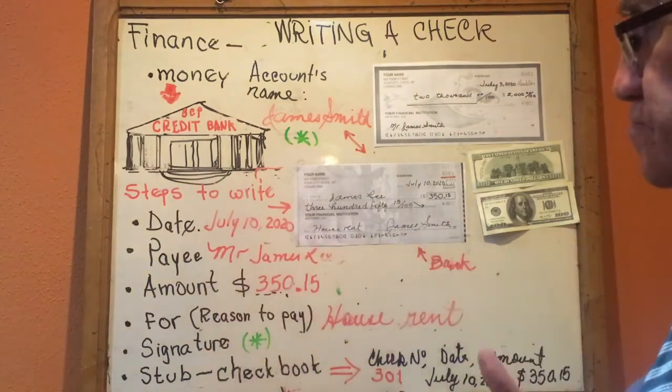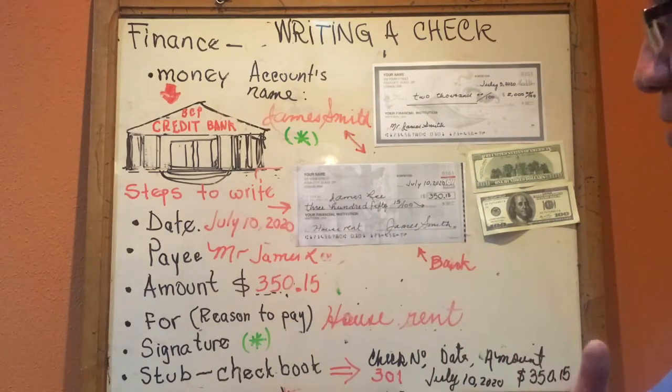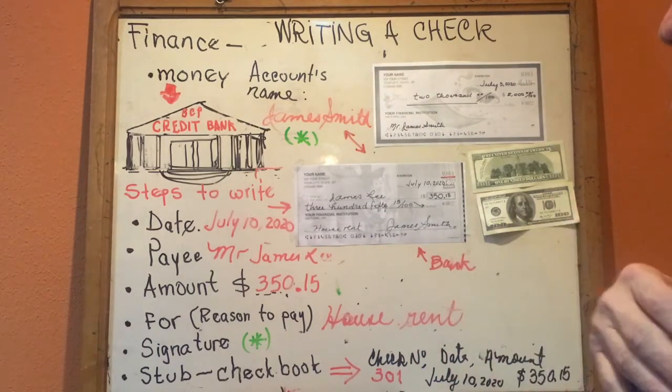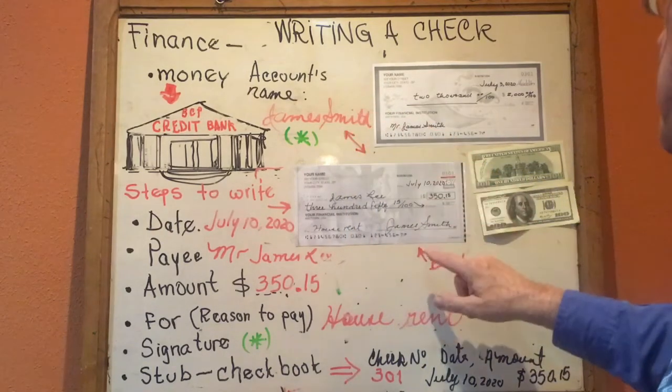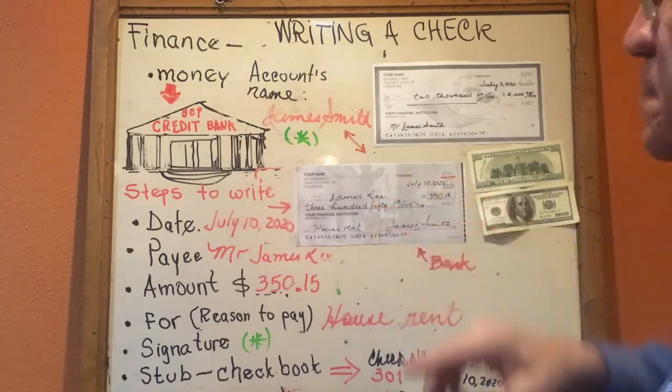Payee means el que recibe el cheque. Payee es el receptor del dinero, ¿ok? And the payer is James Smith. El que paga es el señor Smith y el que recibe es el señor James Lee.